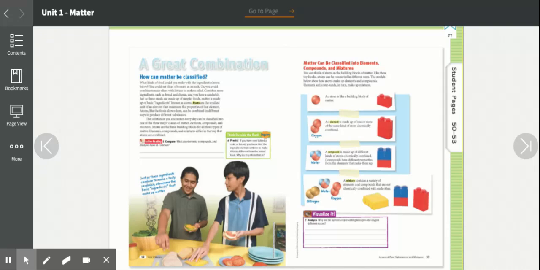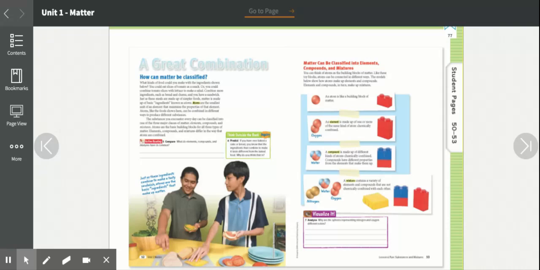Atoms are the smallest unit of an element that maintains the properties of that element. Atoms, like the food shown here, can be combined in different ways to produce different substances. The substances you encounter every day can be classified into one of the three major classes of matter: elements, compounds, and mixtures. Atoms are the basic building blocks for all three types of matter.